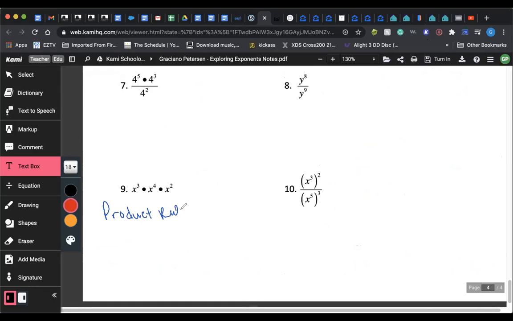So the base stays the same. It's going to be equal to x to the... 4 and 3 is 7, and 2 is 9. So x to the 9th power, right? All we did was add the exponents together. We add 3 plus 4, which is 7, plus 2, that gives us 9. So it's just x to the 9th.